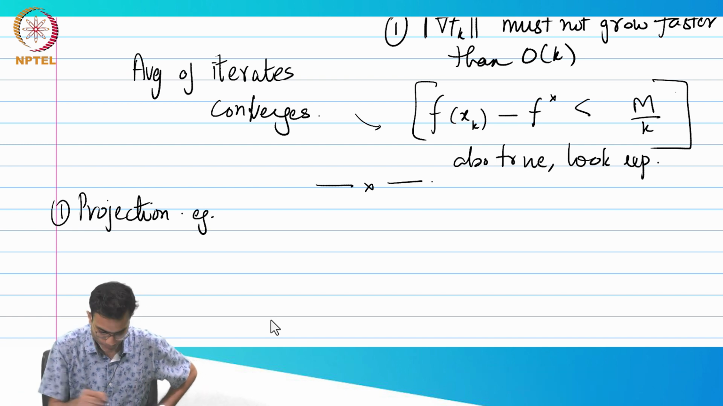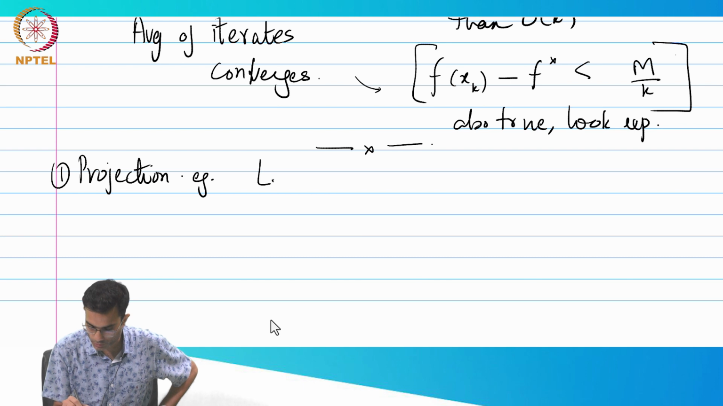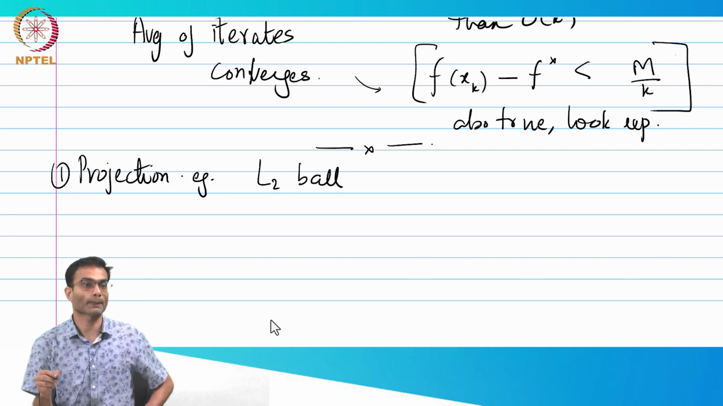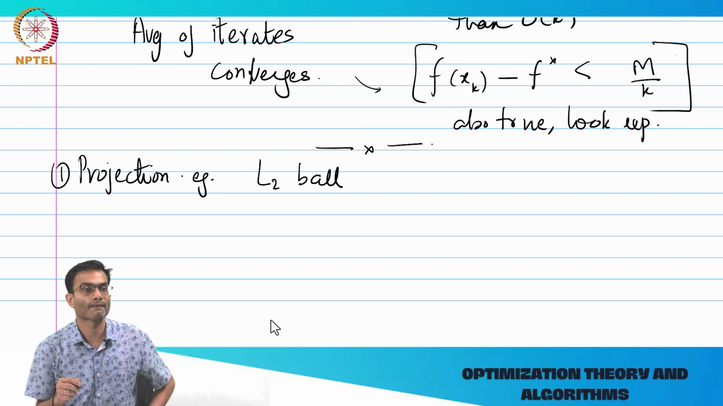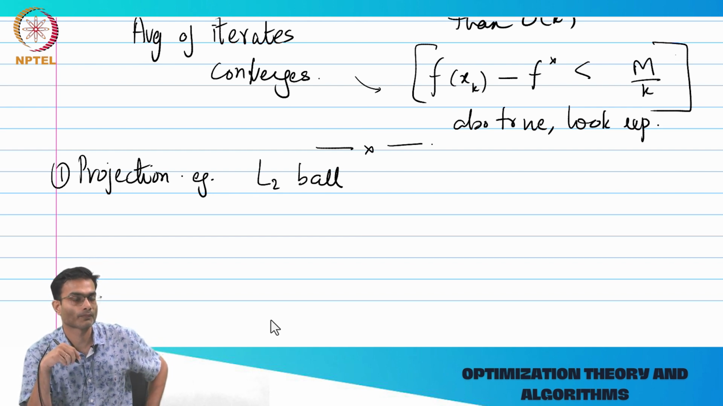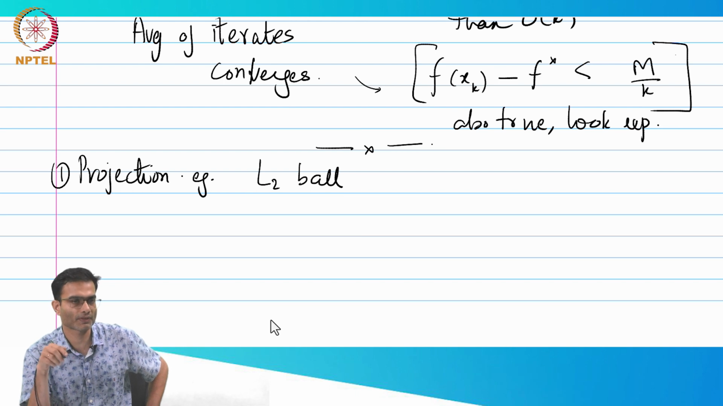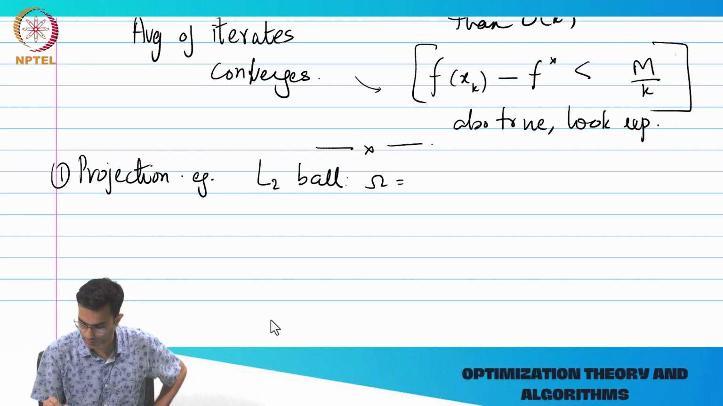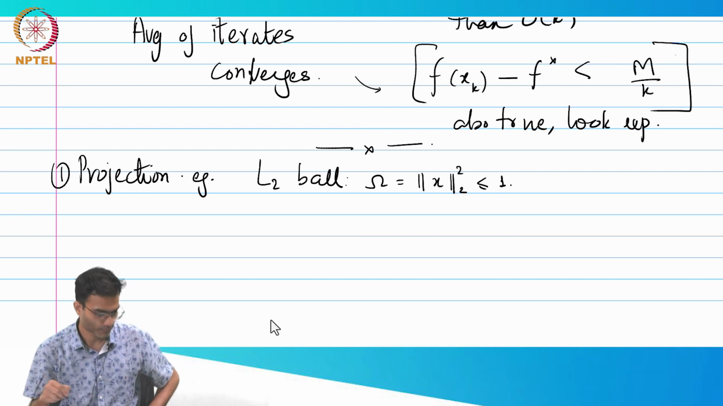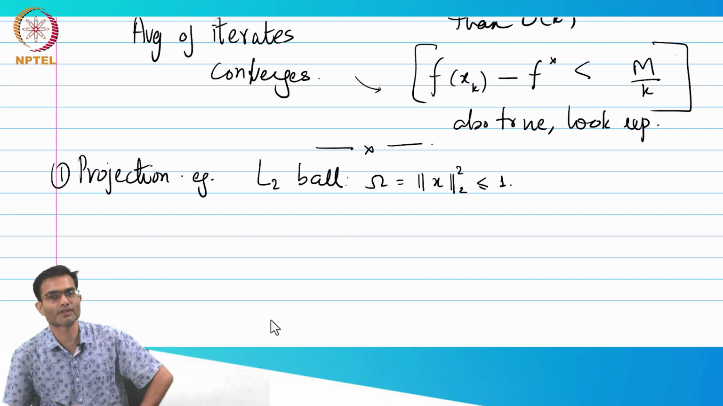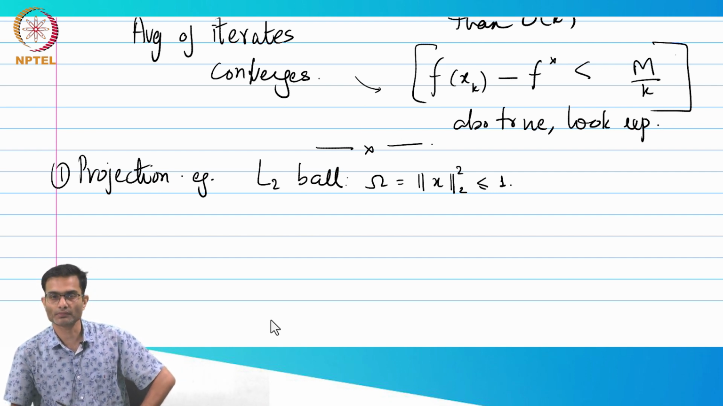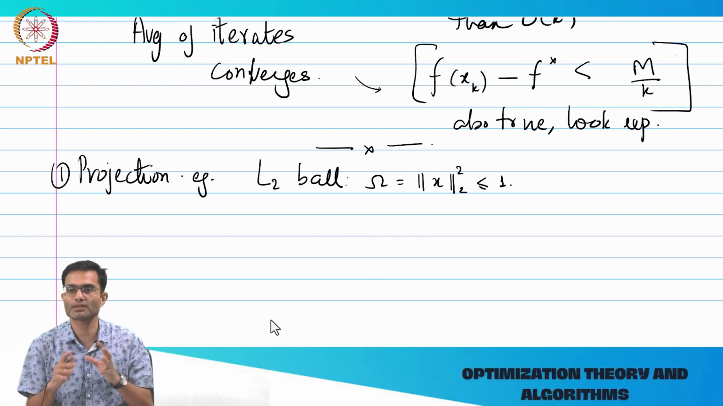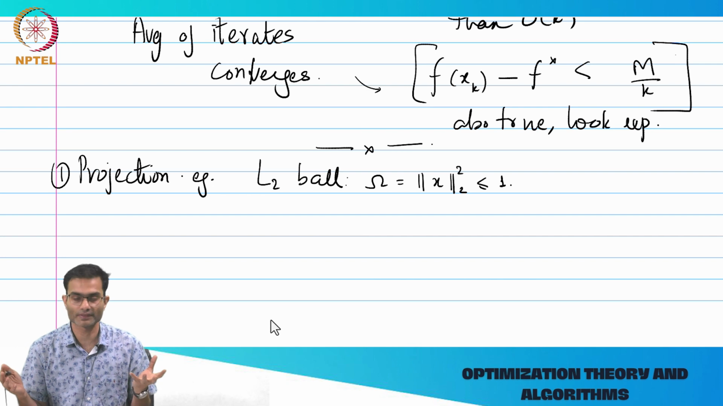Okay, so the L2 ball. Yeah, projection is giving me that point in the feasible set closest to the point that I'm asking. So this is my feasible set. You can see that this is a sphere, right? It's a sphere in n dimensions, and I'm saying this is my feasible set. X must live inside this.